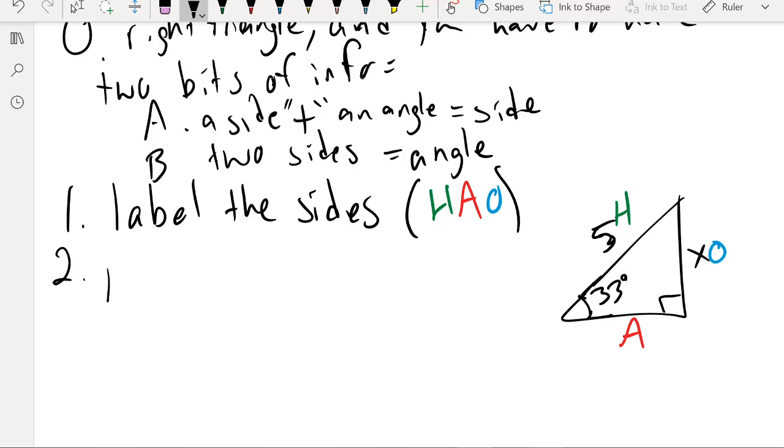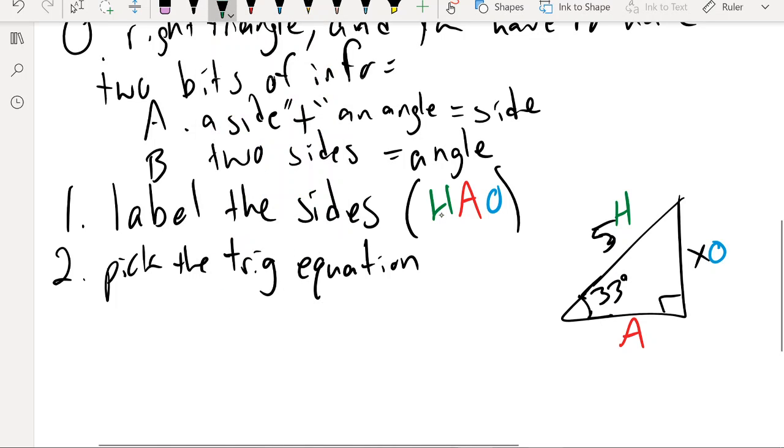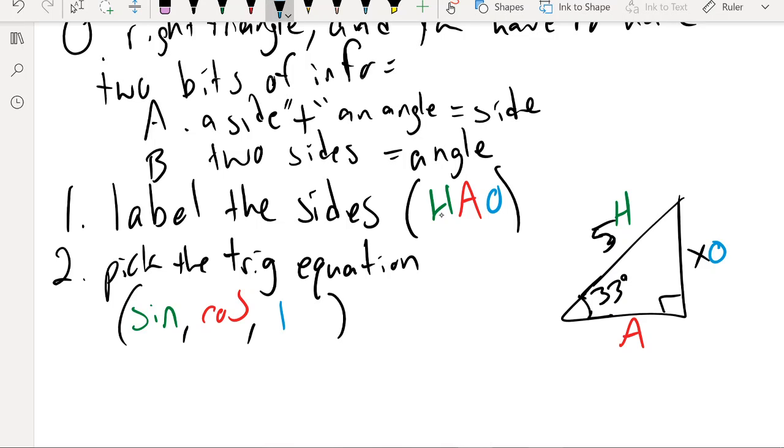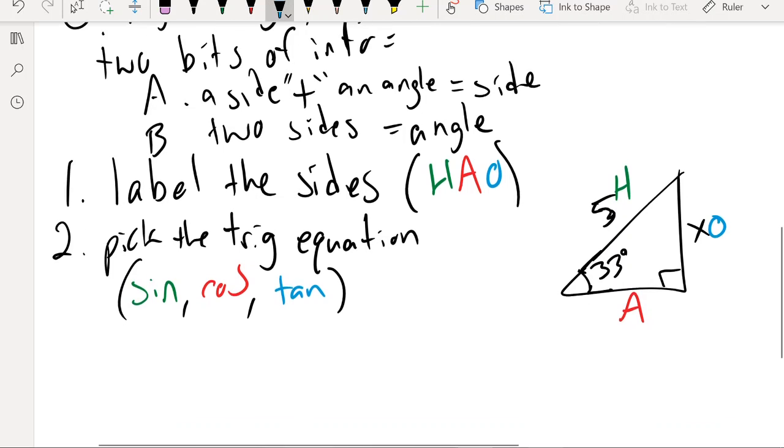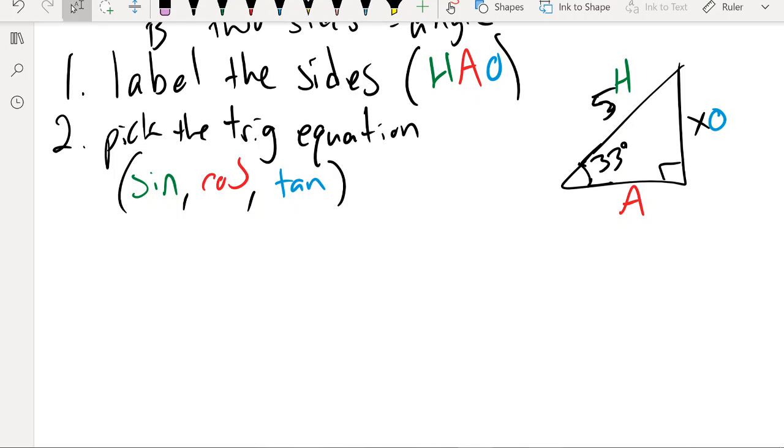Number 2. You pick the trig equation. Meaning sine, cosine, or tangent. And again, I'll use green here. So sine, cosine, or tangent. We're going to pick sine, cosine, or tangent here. Now, the way to figure out really easily which one you need is eliminate the letter that doesn't have something next to it. So we don't want to find A because there's nothing next to it, so we get rid of A. What's left? O and H. Well, the thing that has O and H is going to be sine. So I'm going to do sine.